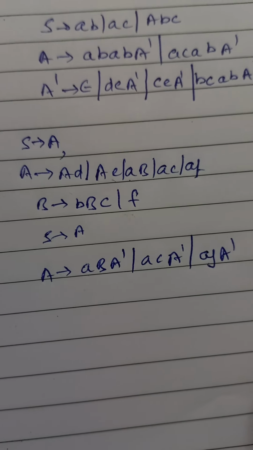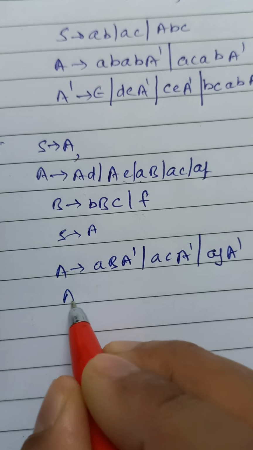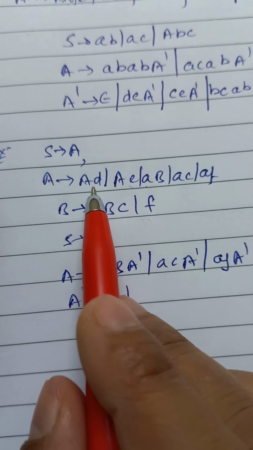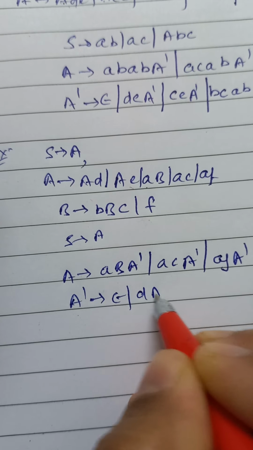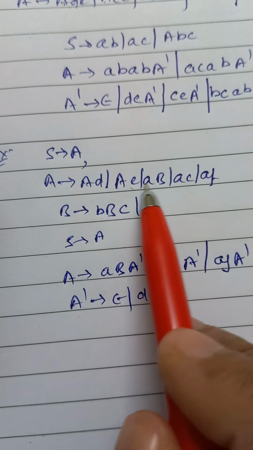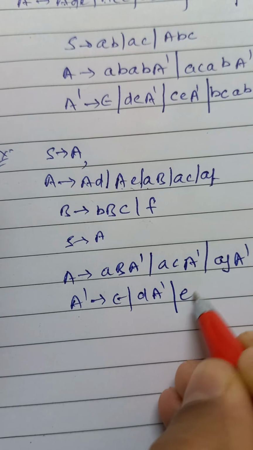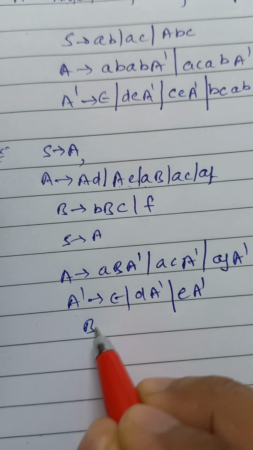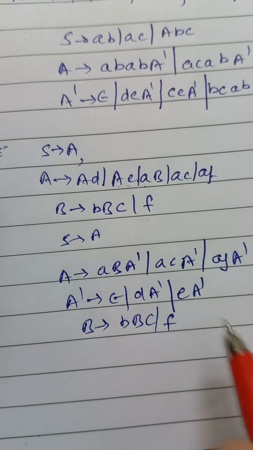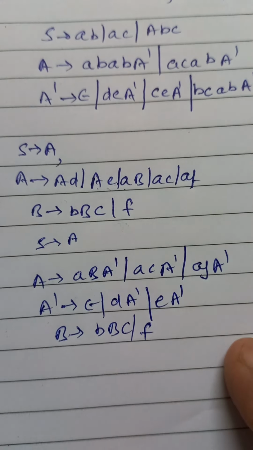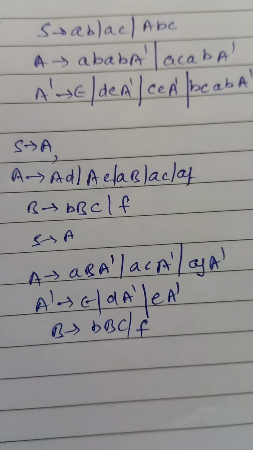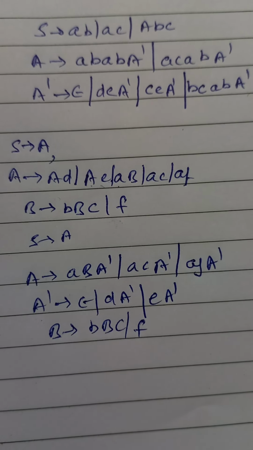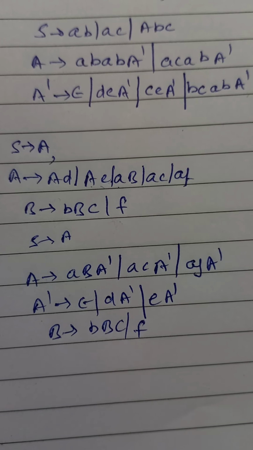Now what will be the value of A'? A' can be either epsilon, or D A', or what else can it be? It can be E A'. And in B there is no left recursion, so we will write it as it is: B tends to B | C | F. So this will be the grammar in which we don't have left recursion. So in that way we can convert a grammar with left recursion into a grammar without left recursion by taking a new variable.